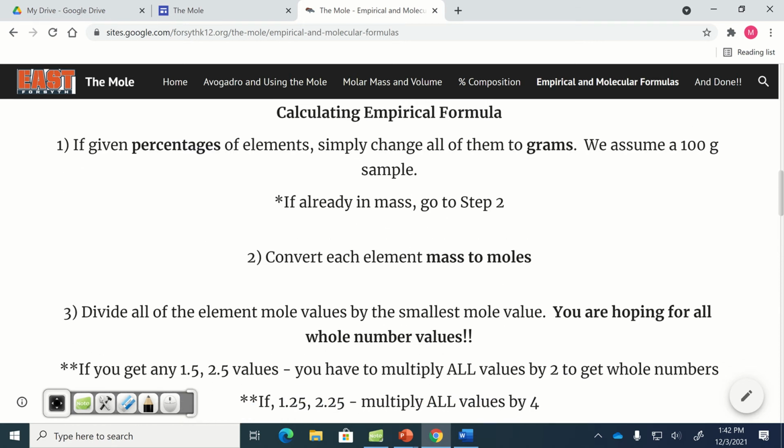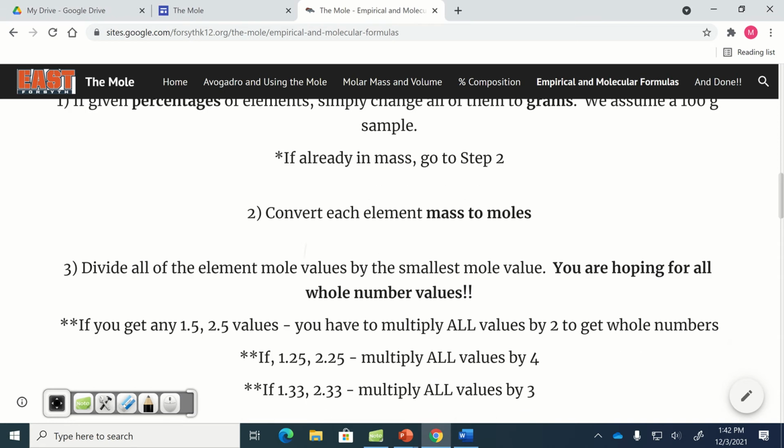So how does this work? Figuring out the empirical formula: at the beginning of the problem, you're going to be given either percentages or mass. You basically do the same thing on both. We just add a little step where, if it is percentages, we simply change those into grams. So if you have something that is 12.5% carbon, we would say it's 12.5 grams of carbon. We just change it over. We do this because we assume, if you're given percentages of a compound, that you have 100 grams of it, which separates everything out nicely. If you're already given the mass, just go straight to step number 2.